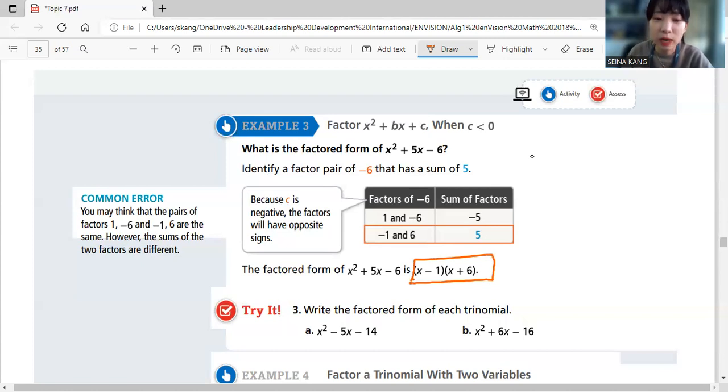So now it's your turn. Try number 3A and B. Pause the video, come back when you're ready for answers.